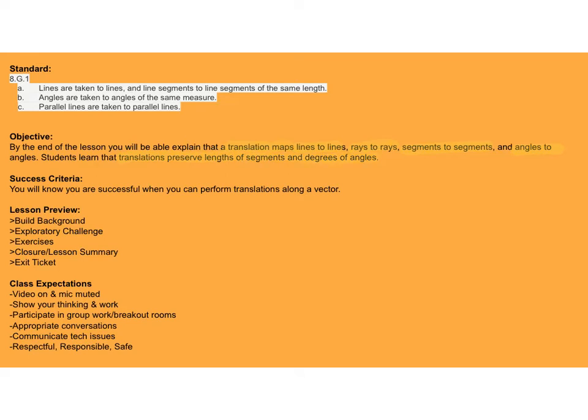You'll know you're successful when you can perform translations along a vector. So you're going to learn what this word vector means as well today. Let's go ahead and get started.